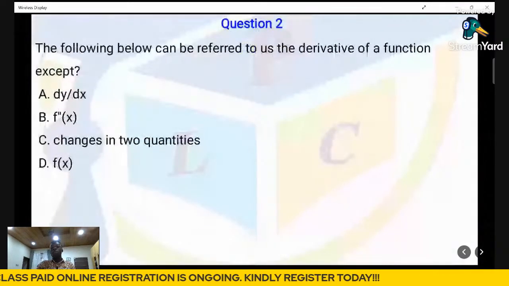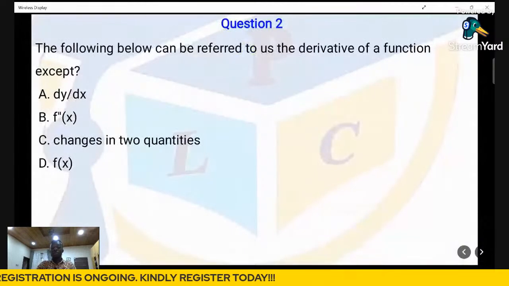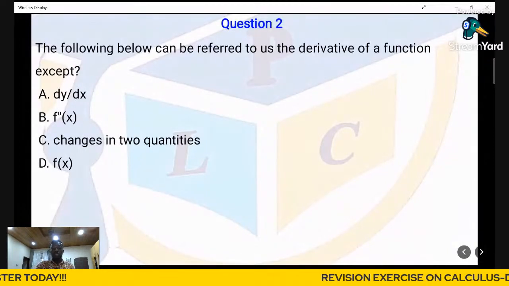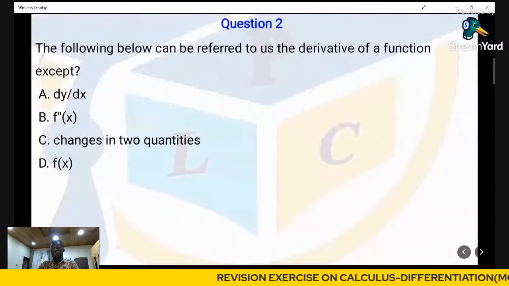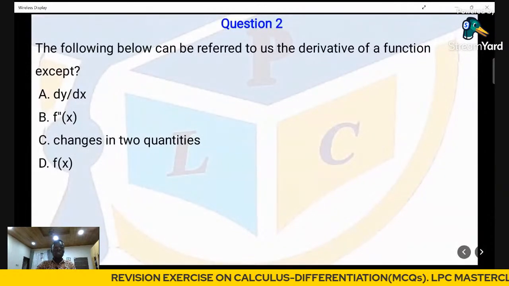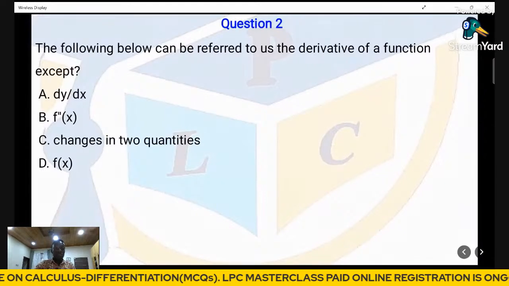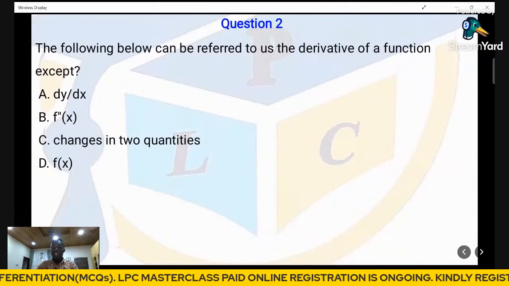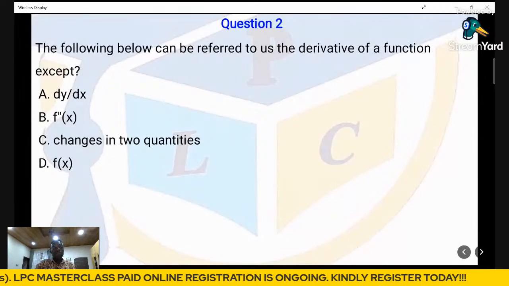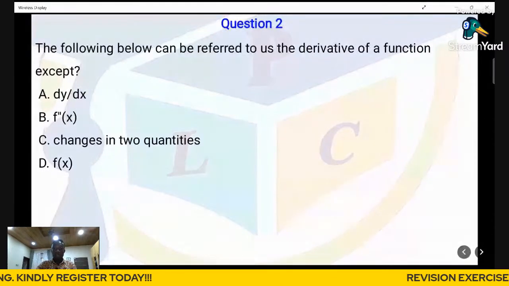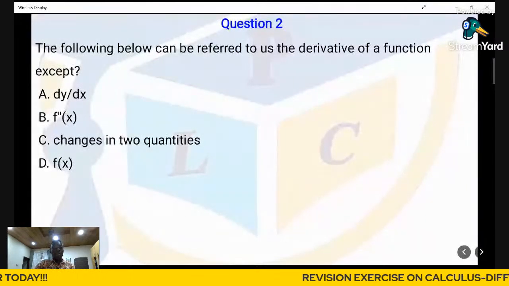Question 2. The following can be referred to as the derivative of a function, except. For us to know that the function has been differentiated, we add the letter d attached to that quantity. Say differentiate y, differentiate x, differentiate a, differentiate b. It depends on the quantities we are working with. If you are dealing with x and y, then dy, dx. But if you are dealing with a and b, then da, db.